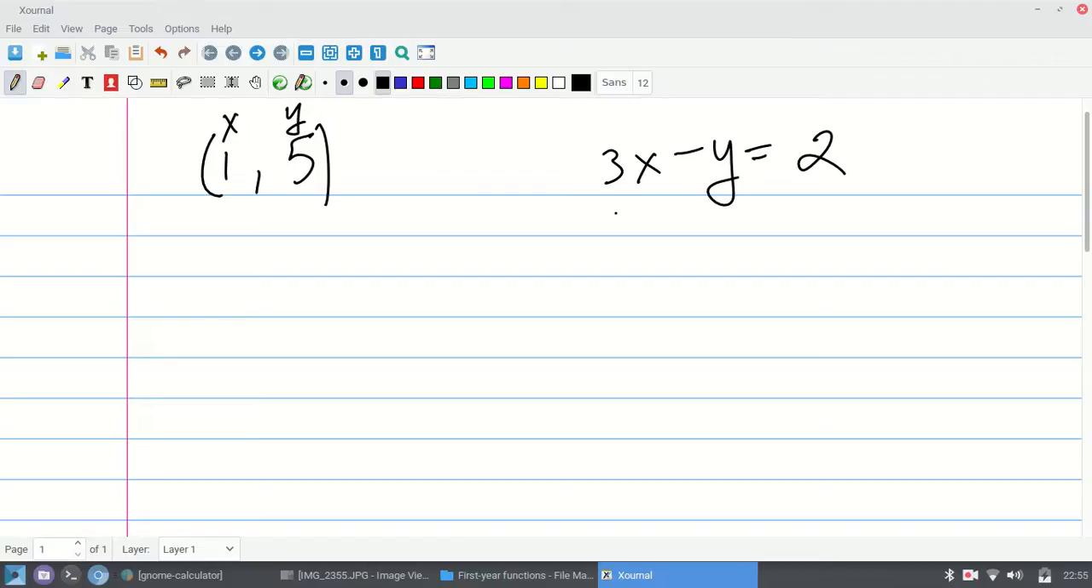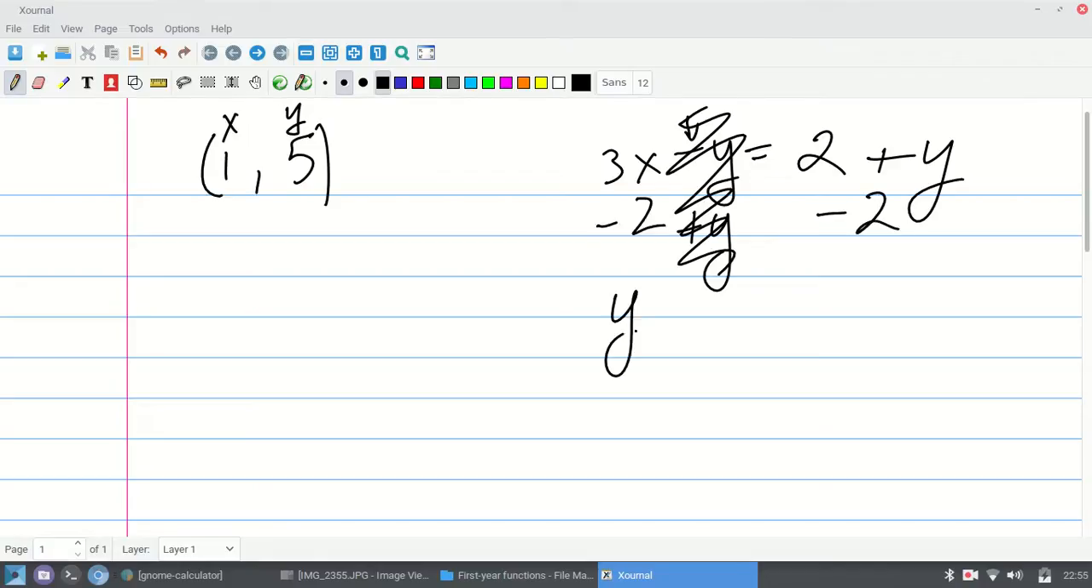So I've got to put it in the right form: y on its own, equals mx plus b, right? So here's what I'm going to do. I'm going to add y to both sides, because there can't be a minus in front of y. It's got to be just y. I add y here, and that will kill the y over there. But then I've got to take away 2, because y has to be on its own. So y equals 3x minus 2. So there's my slope.